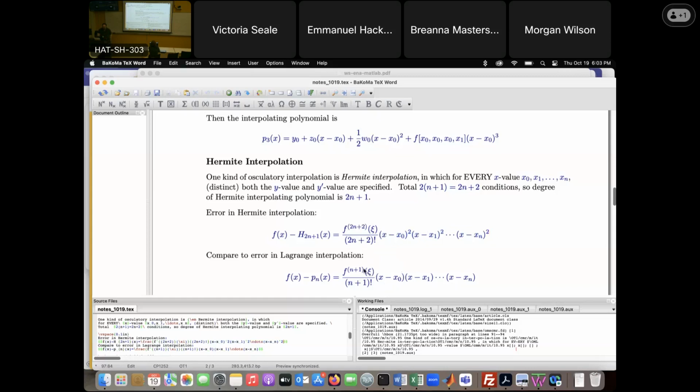So in fact, if you were performing Lagrange interpolation and you had 2n plus 2 distinct x values, but then you let half of them approach the other half, like you took the limit, then what you see from this error formula would literally converge to this.